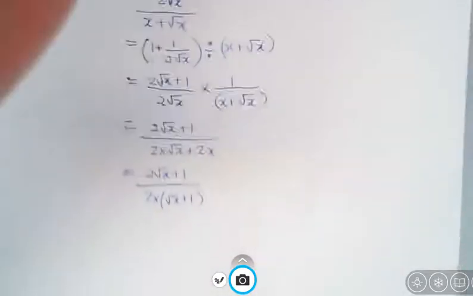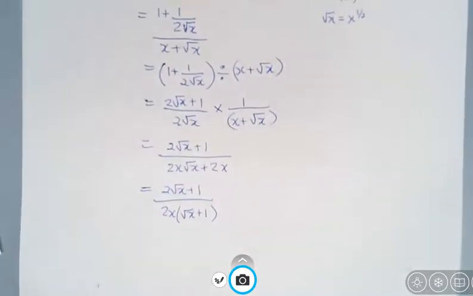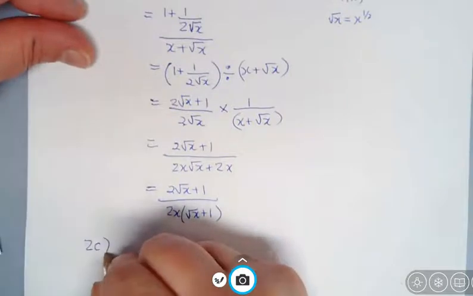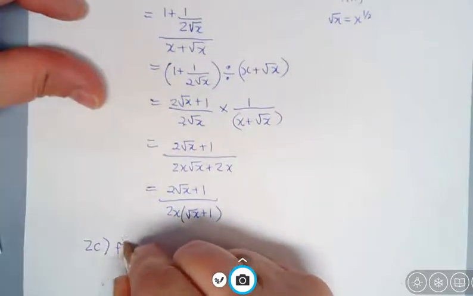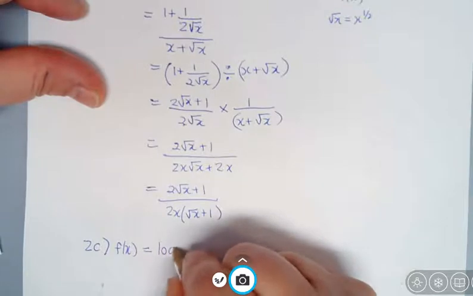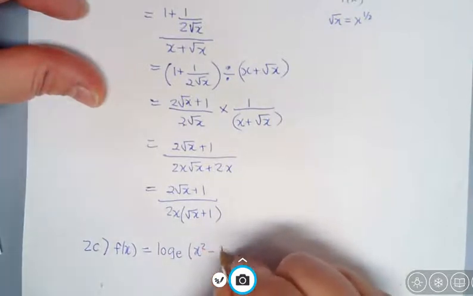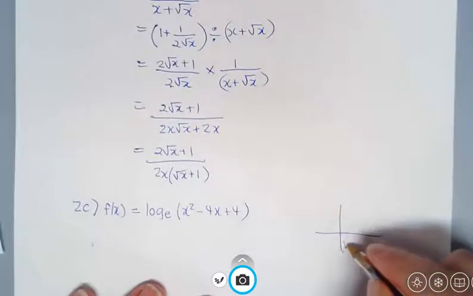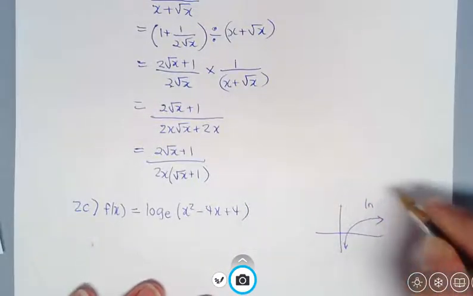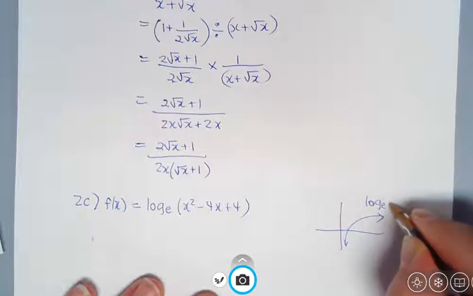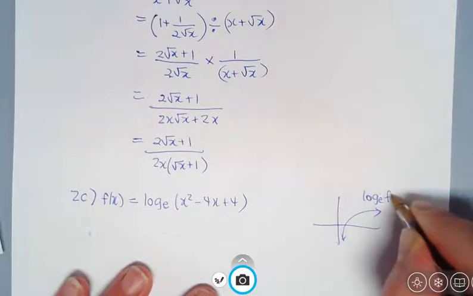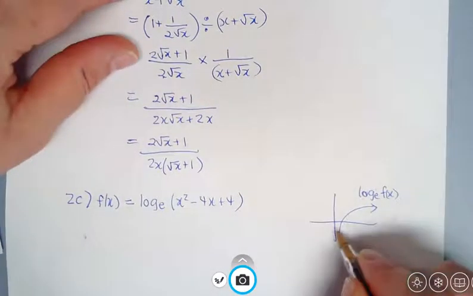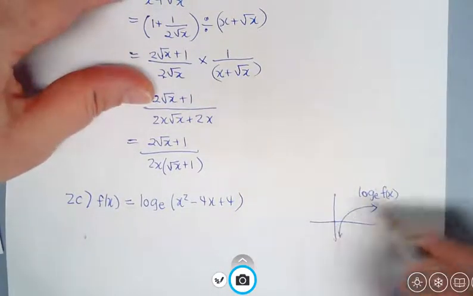Maybe just another example from that, I'll look at 2c. The function f of x is log to the base e of x squared minus 4x plus 4. Again, we know that this function of x must be greater than 0, because you cannot take the log of a negative or of 0.